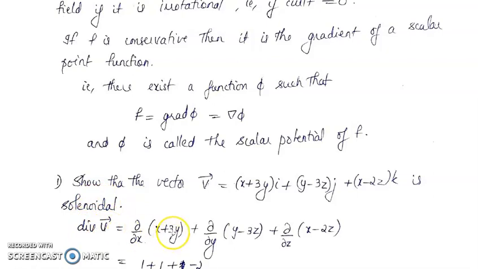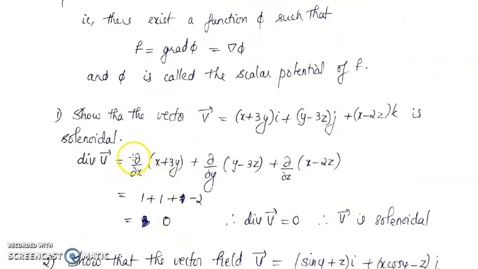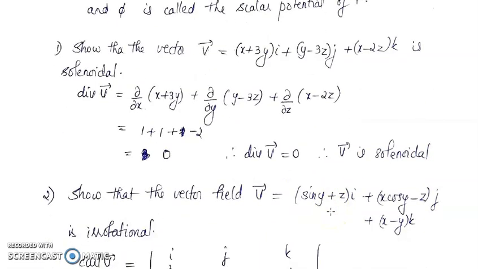So find the divergence of v, that is dou by dou x of the first component plus dou by dou y of the second component plus dou by dou z of the third component. So dou by dou x of the first component, the derivative is 1, the second component you have 1, and the third component you have minus 2, which is equal to 0. So therefore v is solenoidal.